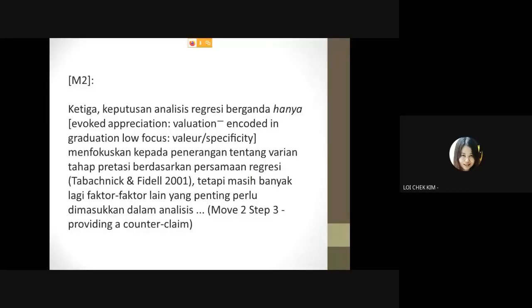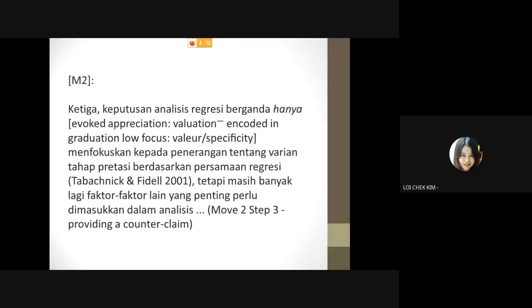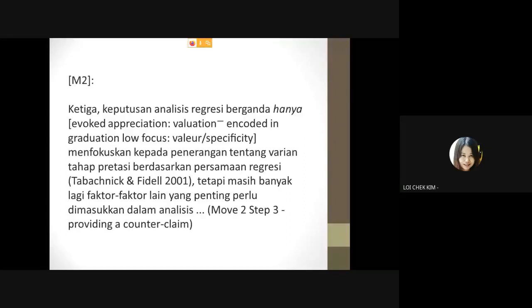The following exemplifies the above phenomenon. As I mentioned just now, hanya, is found in M2, has been coded as evoked appreciation under valuation, encoded in graduation low focus. These statements have the communicative purpose of providing a counterclaim. So this is the English version.